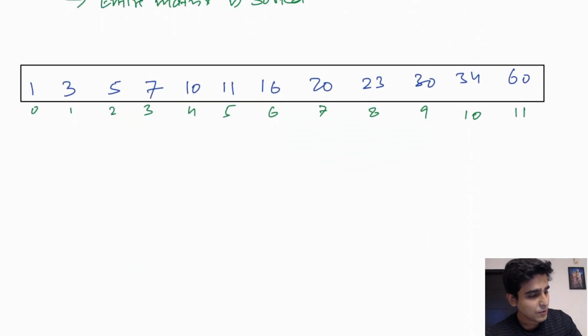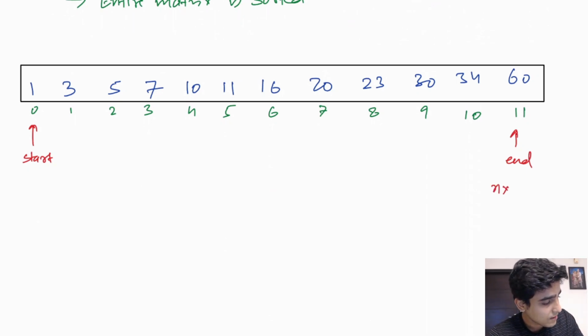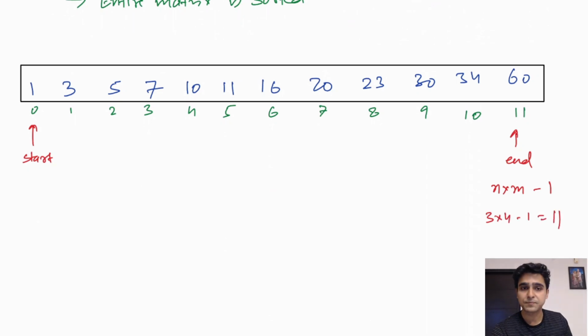So what is the starting index of the 1D array? The starting index is 0, and what is the ending index here? Ending index is 11, but what is 11? 11 is actually n into m minus 1, because there are n into m values, so it is 3 into 4 minus 1, which is 11. So basically, instead of searching in a 2D matrix, we are only searching in the 1D matrix. So let's see the code and then you will understand.